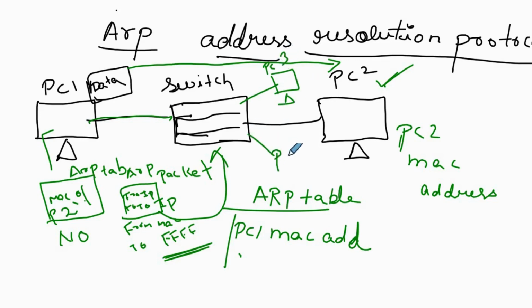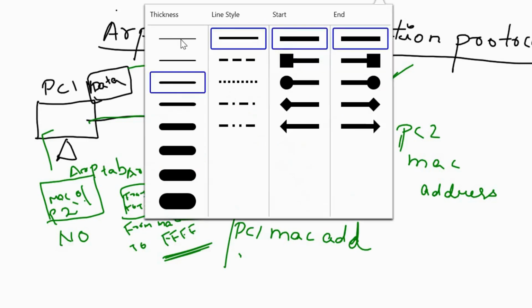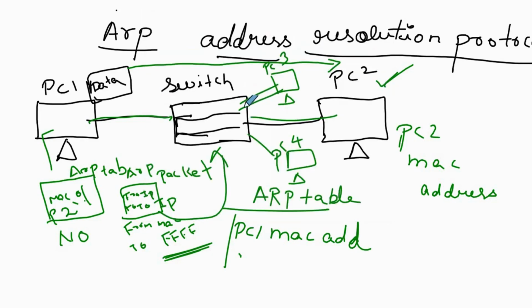imagine here PC4. Please watch keenly. Now the packet is going to be forwarded everywhere, to PC2 also. Let me change the color. You see here, the packet is going to PC3, the packet is going to PC2, the packet is going to PC4 also. The switch will broadcast the ARP packet on all the ports since the destination MAC address is broadcast FF. So I explain.